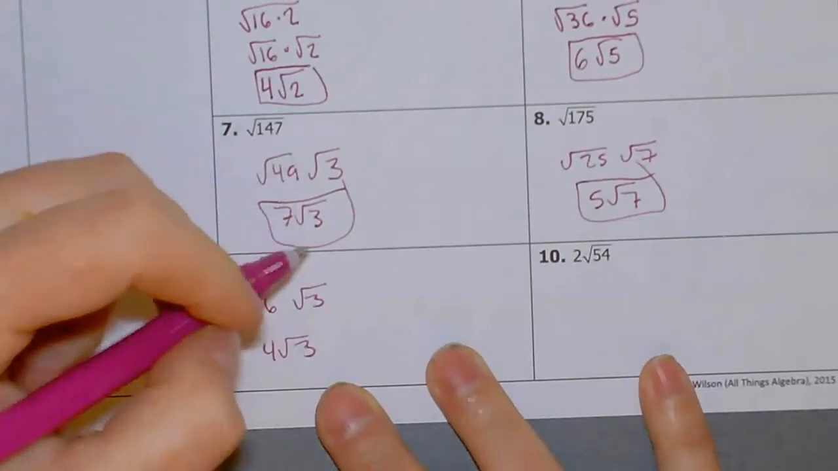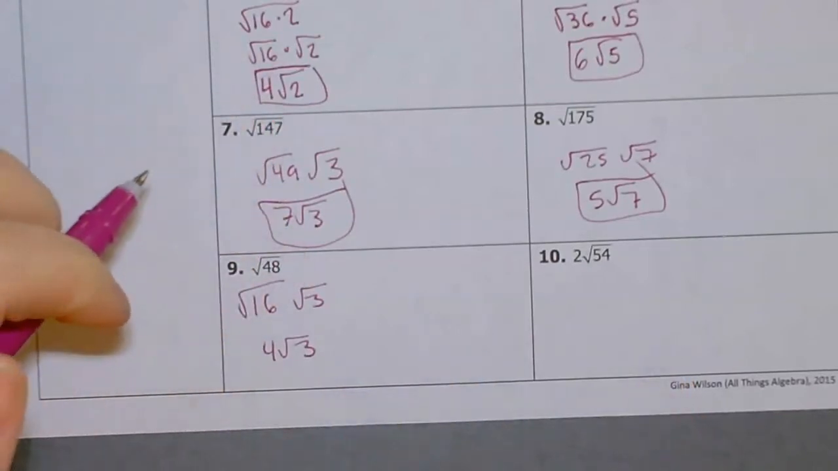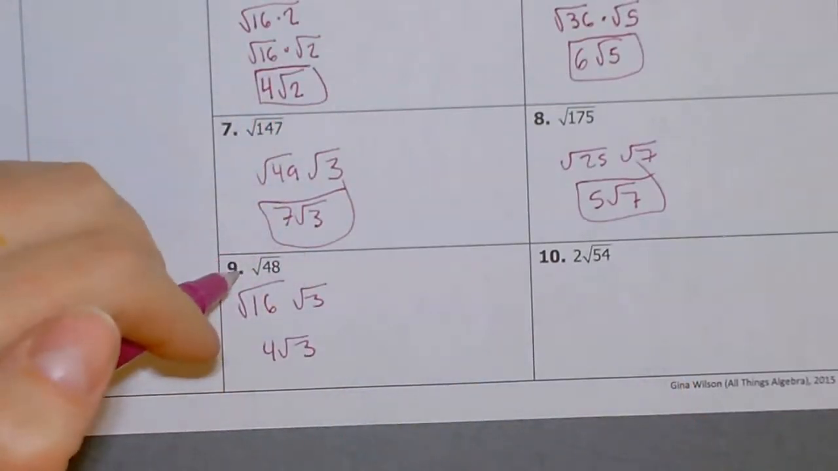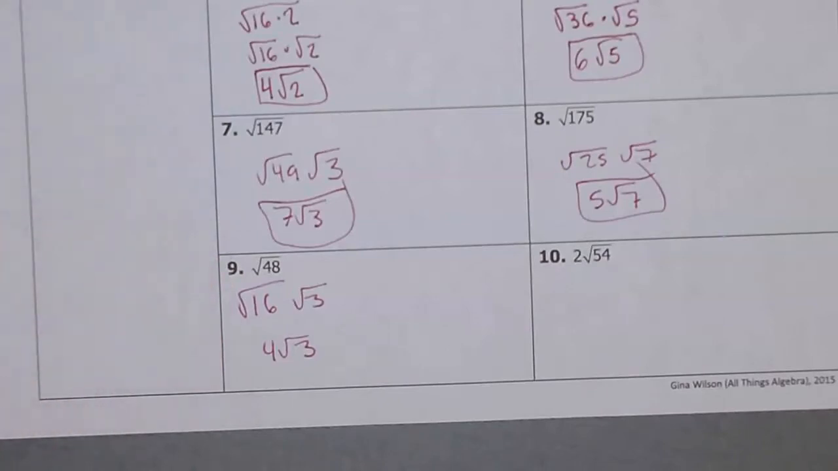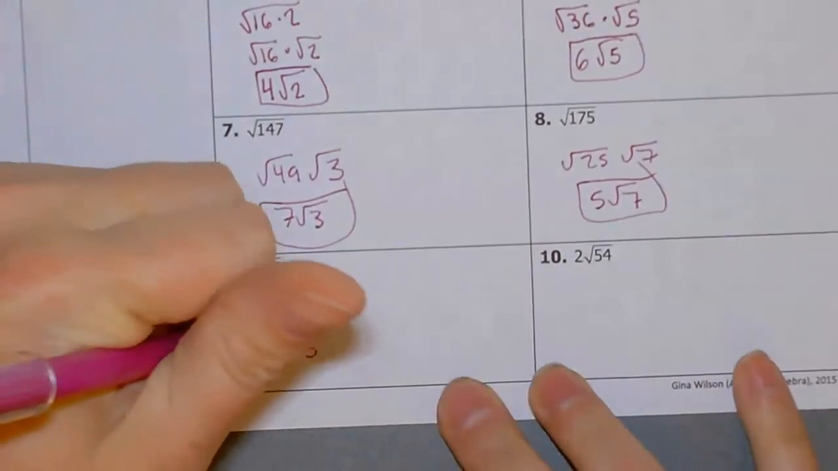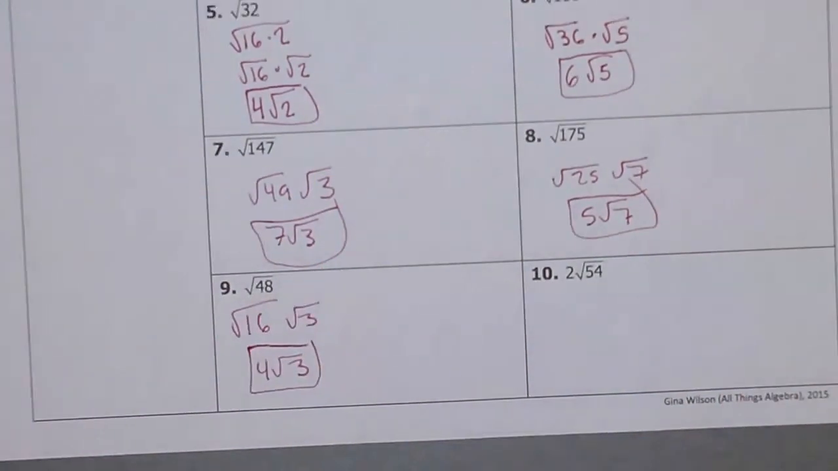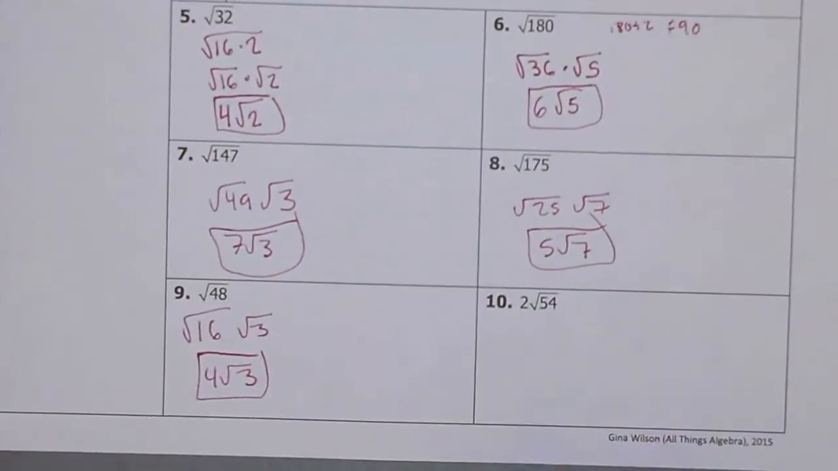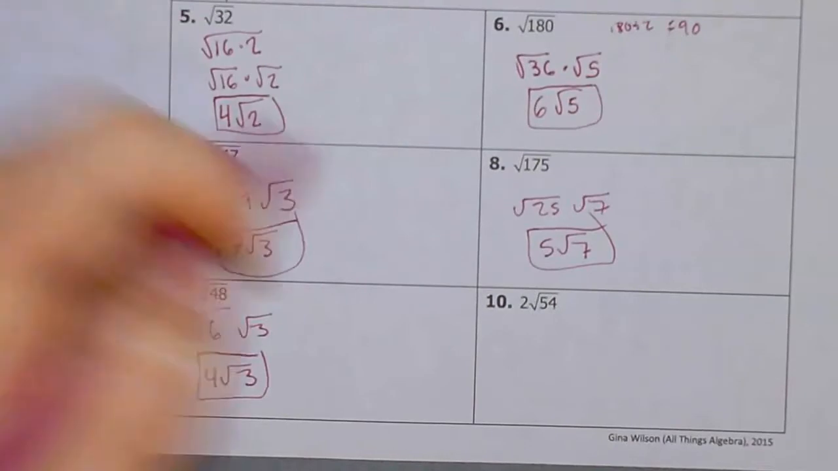Now if you took out 4 from 48, then you ended up with 2 root 12. That means that you didn't pull out the biggest numbers, so you're going to have to either keep going or start over again and grab 16 this time. So make sure you always find the biggest perfect square. Okay, number 10 looks a little different because there's a number outside the radical.